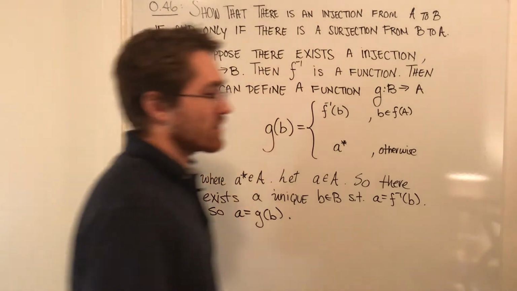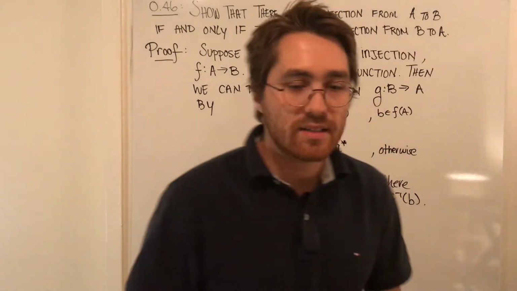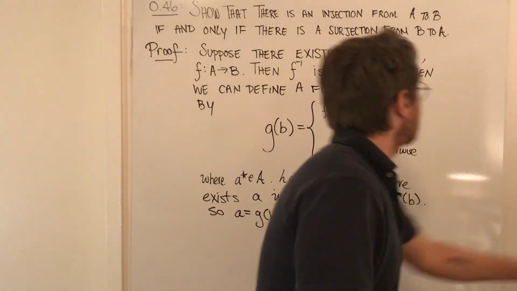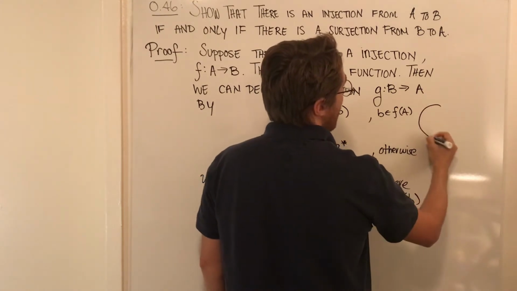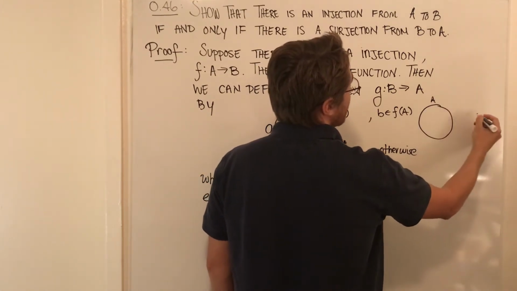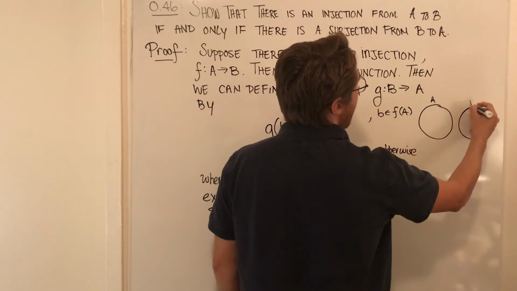So let me just kind of graphically show you what happened here. The idea was basically we started off like, let's say this is our set A, and this is our set B, right?